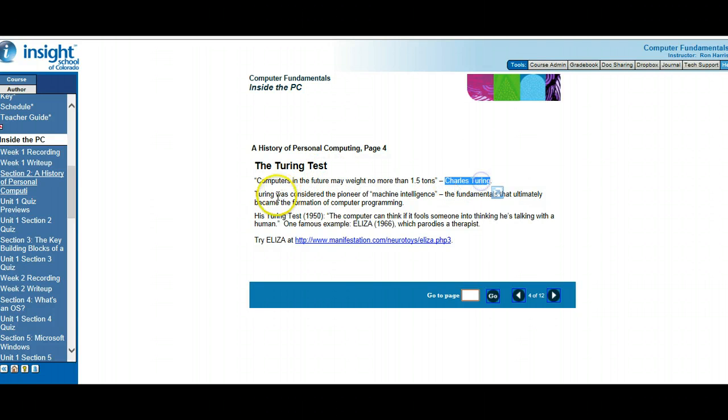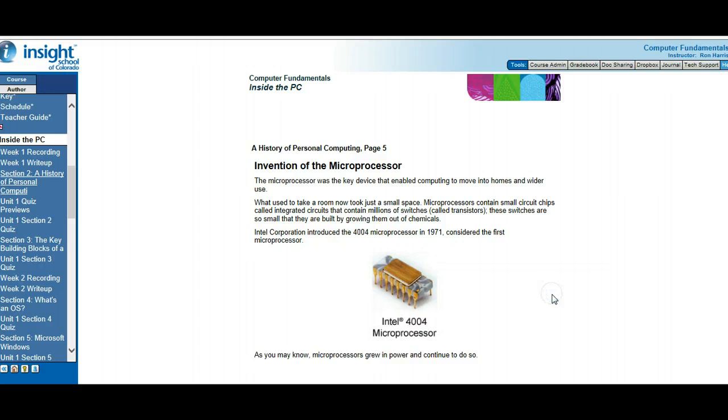And here are some things that people said about computers. This guy, Charles Turing, he said computers in the future may weigh no more than 1.5 tons. So he was thinking that they would be smaller than that ENIAC computer. Of course, no idea that we would have personal computers that we could carry around. And in 1950, he talks about computers talking and things like that.